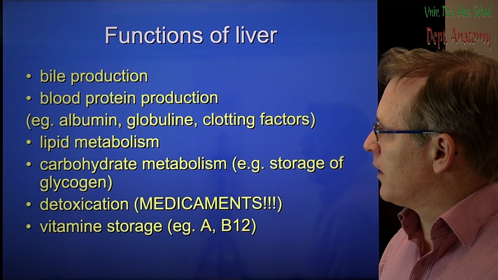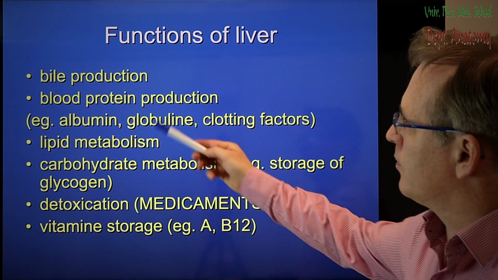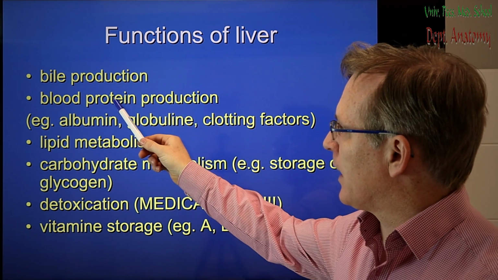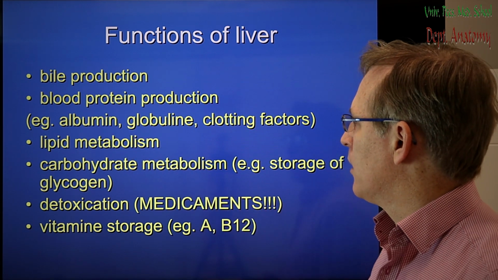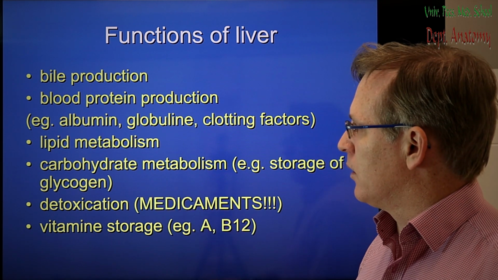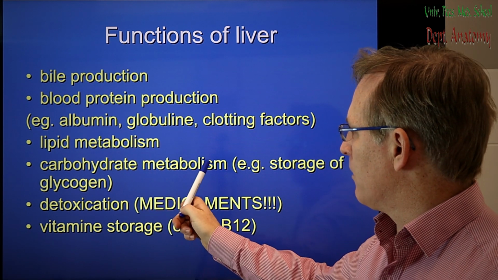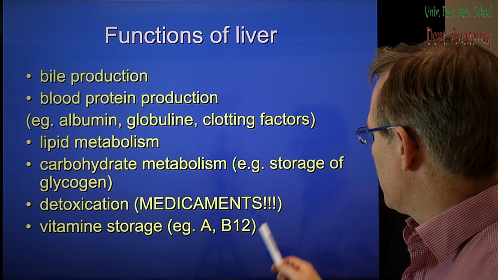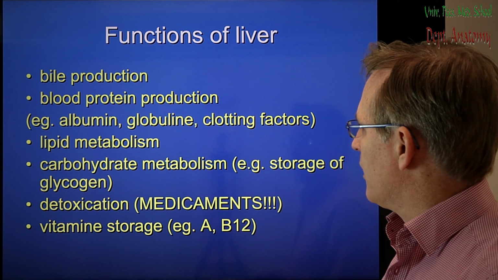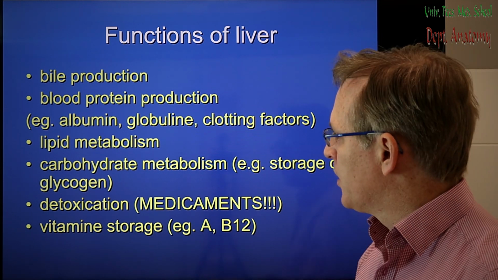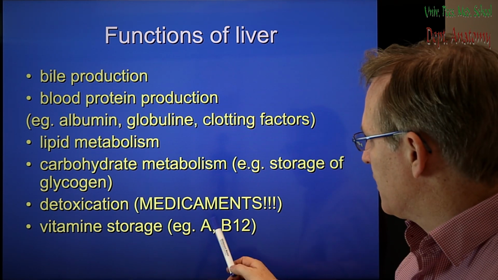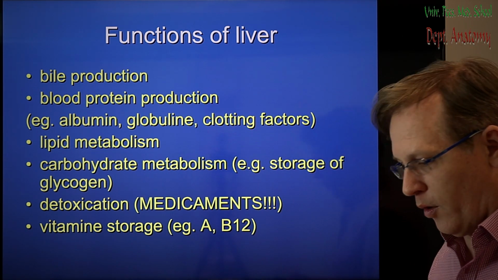You can see some of the functions of the liver. So the liver produces the bile, and the liver produces blood proteins, for example albumin, globulin and clotting factors. The liver has important roles in lipid and carbohydrate metabolism, for example it can store glycogen. Detoxification function is important for medicaments, and the liver can store some vitamins, for example vitamin A and B12.